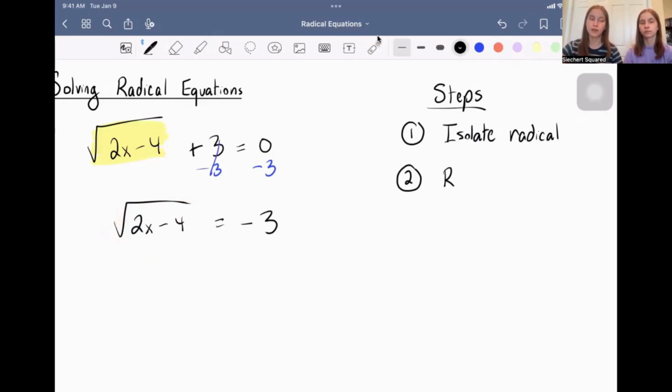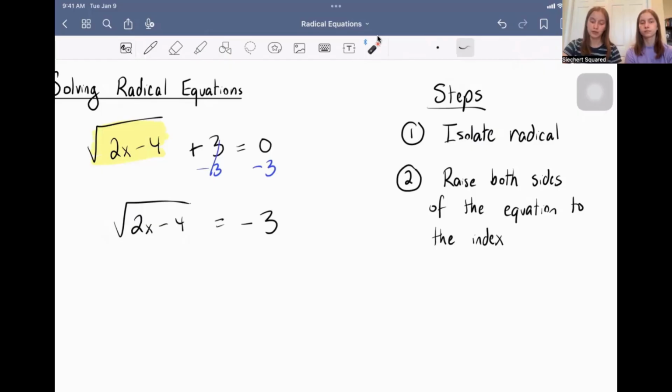So the more general way that we can explain this step is we're going to raise both sides of the equation to the index. That index is whatever number is here. In this case, for a square root, there's an invisible 2. But if it was a cube root, then you'd use 3. If it was a fifth root, you'd use 5, or whatever it may be. So we're going to raise both sides to the power of 2, or square it. From there, I have 2x minus 4. The square root's now gone. On the other side, I get 9.